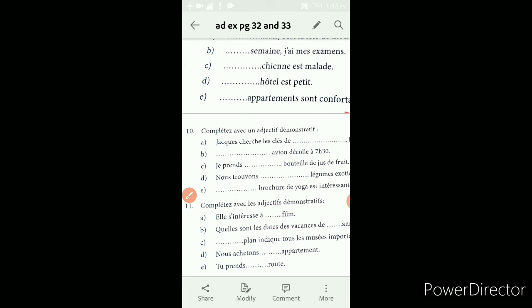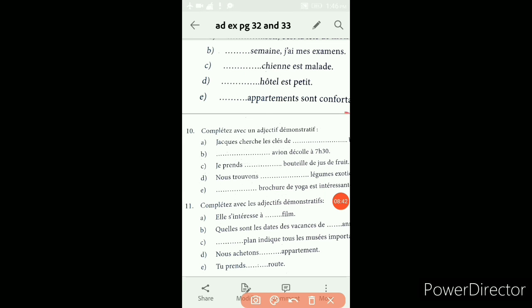Then, nous achetons cet appartement. We buy this apartment. It is starting with a vowel and it is singular. It is ending up with T, so it is masculine. For masculine singular, the vowel concept is applicable. So CET. Nous achetons cet appartement. Then, tu prends cette route. It is ending up with E, so it is feminine singular. So you have to write CETTE. Hope it is clear for you all.